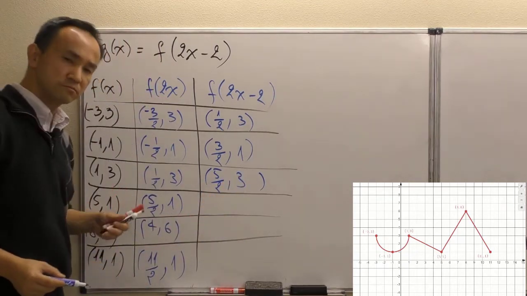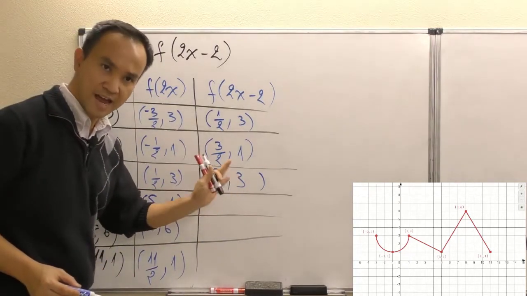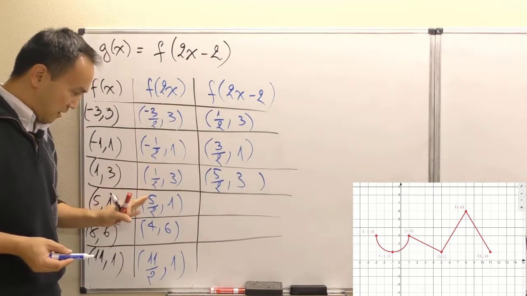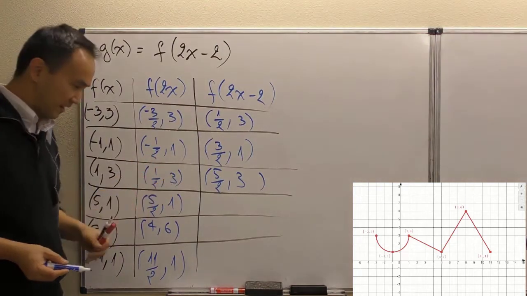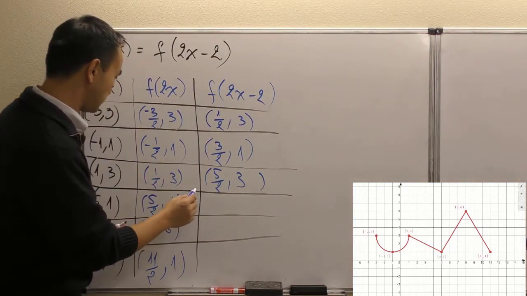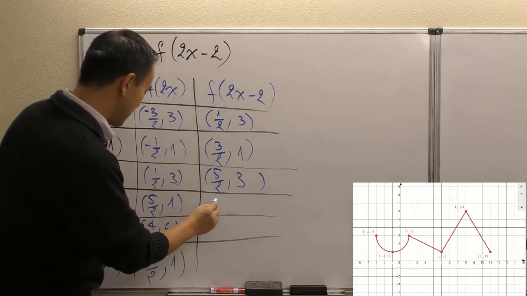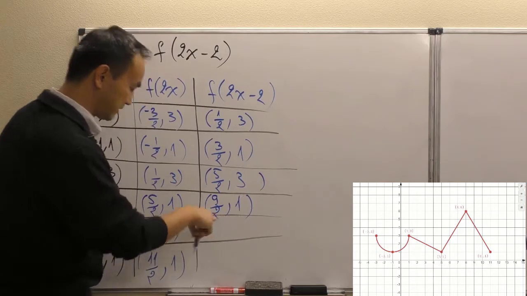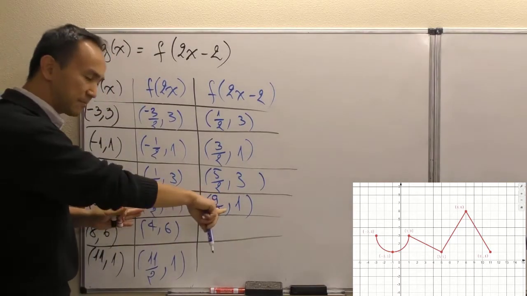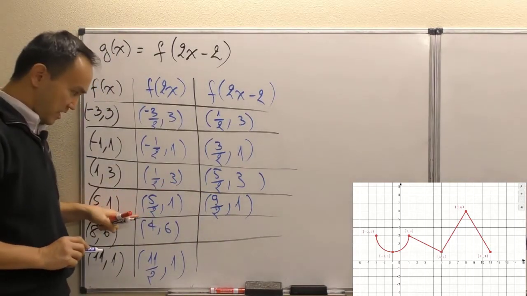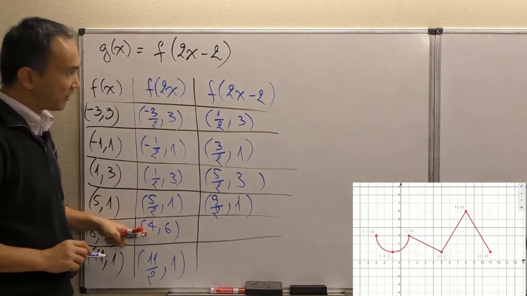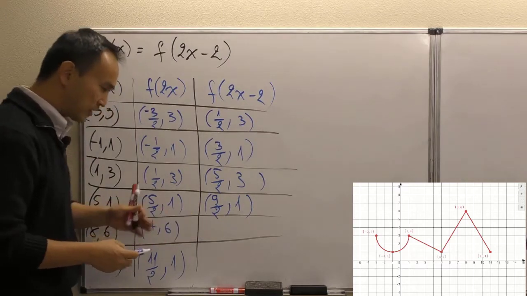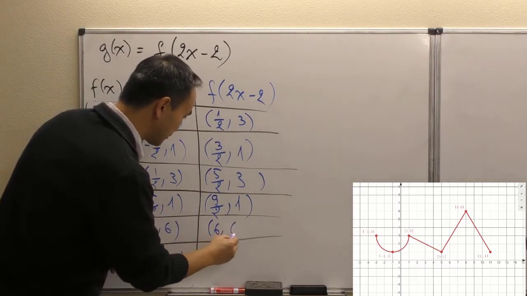Provided that you are already fluent with adding and subtracting fractions by making common denominators, now 5/2 plus 2 will give me 9/2, comma 1. That's the transformed point as the next step after this one. Then I'm moving on to here. This is now 1/4, but I'm going to add 2. I mean 4, comma 6. So 4 plus 2 gives me 6, comma 6.